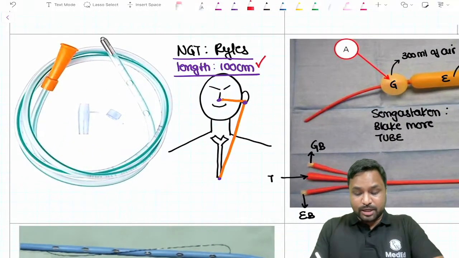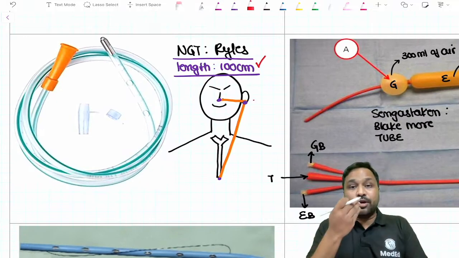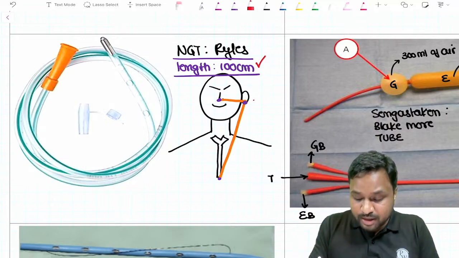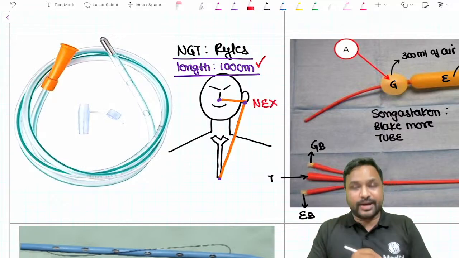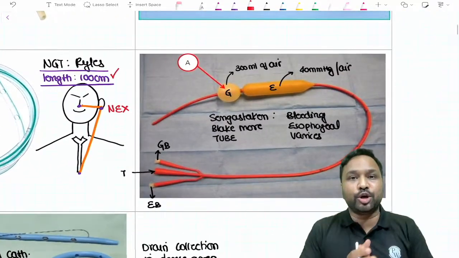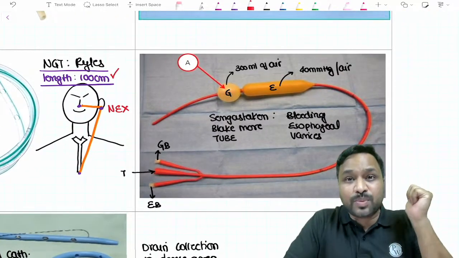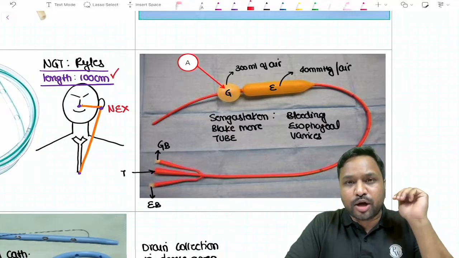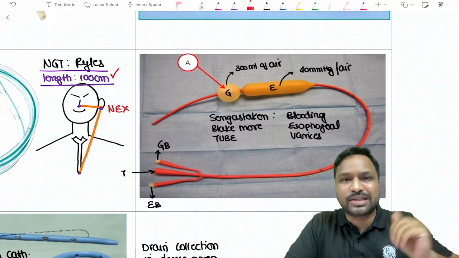It is 100 centimeters. How do you measure the length of the Ryle's tube required? It is called the NEX rule: nose, ears, and xiphisternum, right? So remember, this is how you're going to measure the length of the Ryle's tube. What is this? Sengstaken-Blakemore tube, used in where? In bleeding esophageal varices which are uncontrolled on medical as well as pharmacological therapy, right?